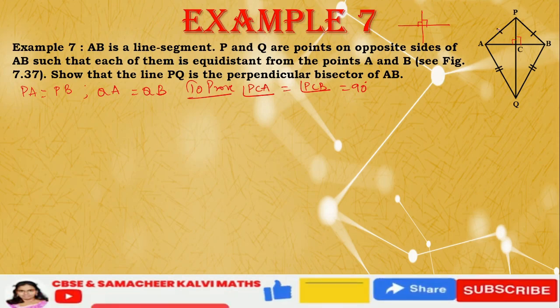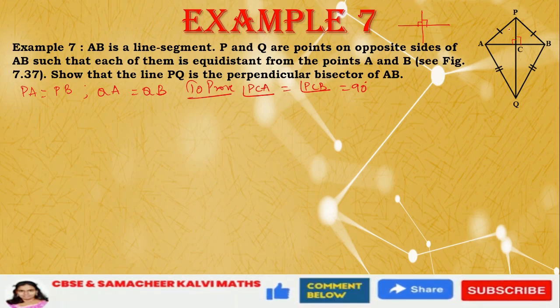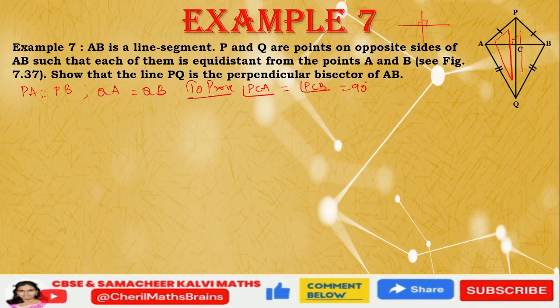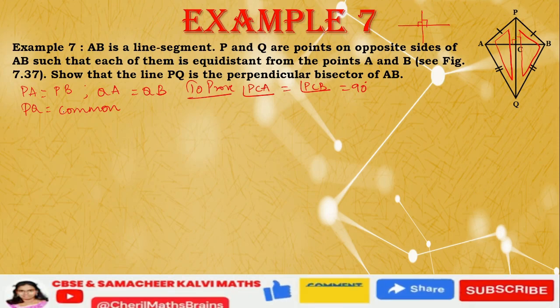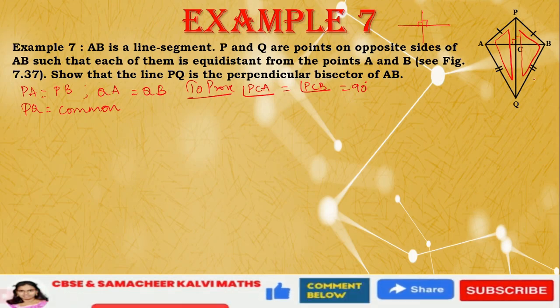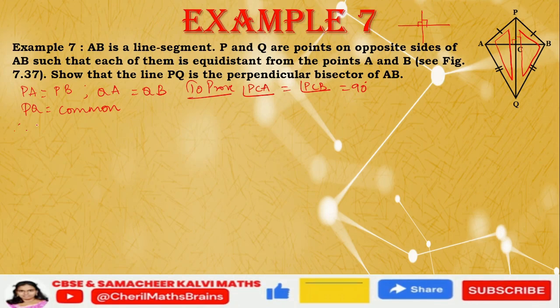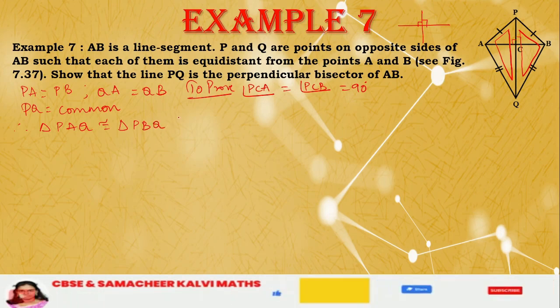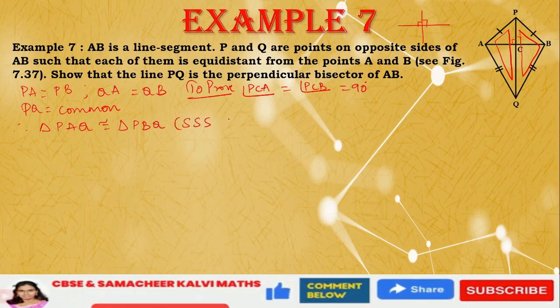So we know that these two sides are equal and these two are equal. So we can consider these two triangles as a whole, the first case, and we also know PQ is the common side. PQ is common. With this, we can say that triangle PAQ is congruent to triangle PBQ through the SSS congruency.